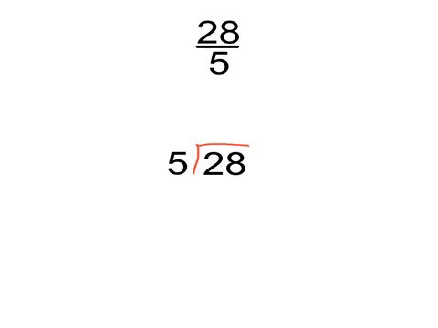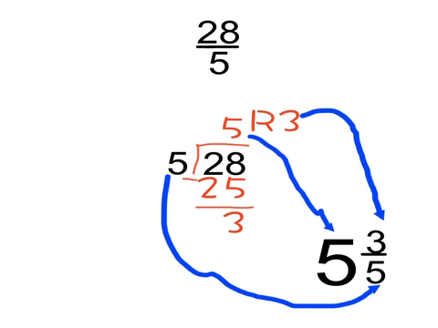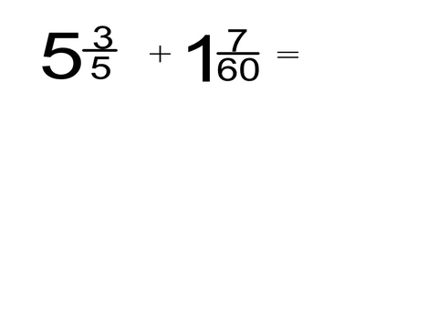Here's 28/5. We do 28 divided by 5, goes in 5 times. There's 3 left over, 5 remainder 3. One of the 5s is the big number, one of the 5s is the denominator, and the 3 is the numerator of the fraction part of our mixed number. So 28/5 is equal to 5 and 3/5. And now we're going to add 5 and 3/5 plus 1 and 7/60. Well, one of the ways to do this problem is to convert the mixed numbers to improper fractions.